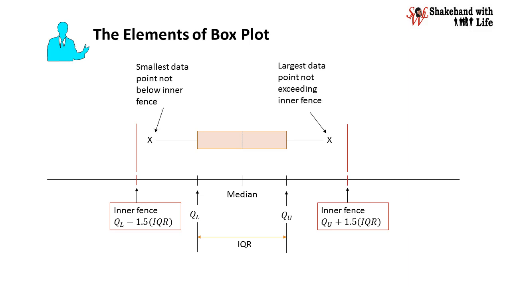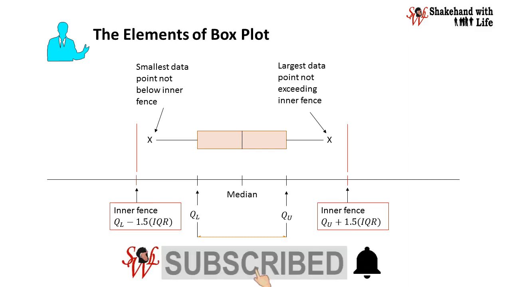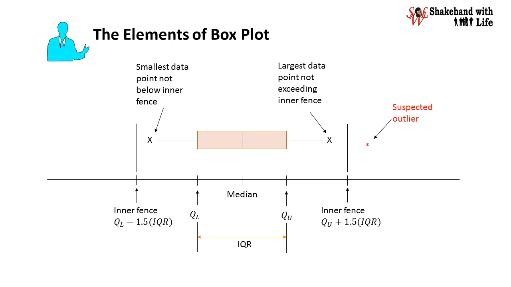The whiskers are extended to the largest or smallest observation that is at a distance less than or equal to 1.5 times the interquartile range from the hinge, so that the smallest data point couldn't lie below the inner fence and the largest data point couldn't lie above the inner fence. If one or more observations are further away than that distance, they are marked as suspected outliers.